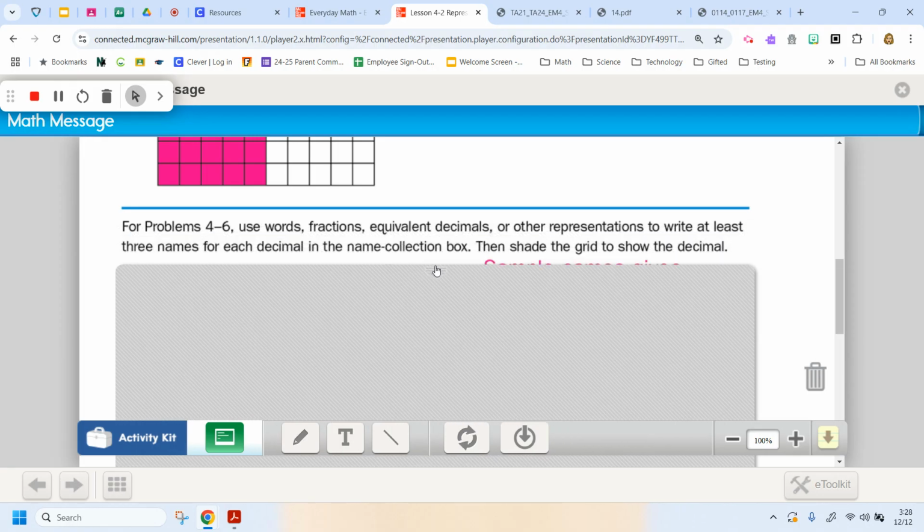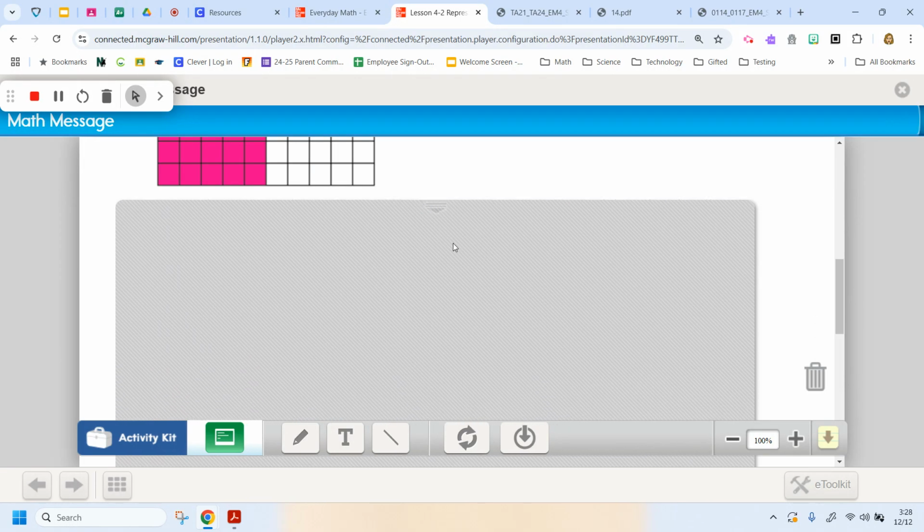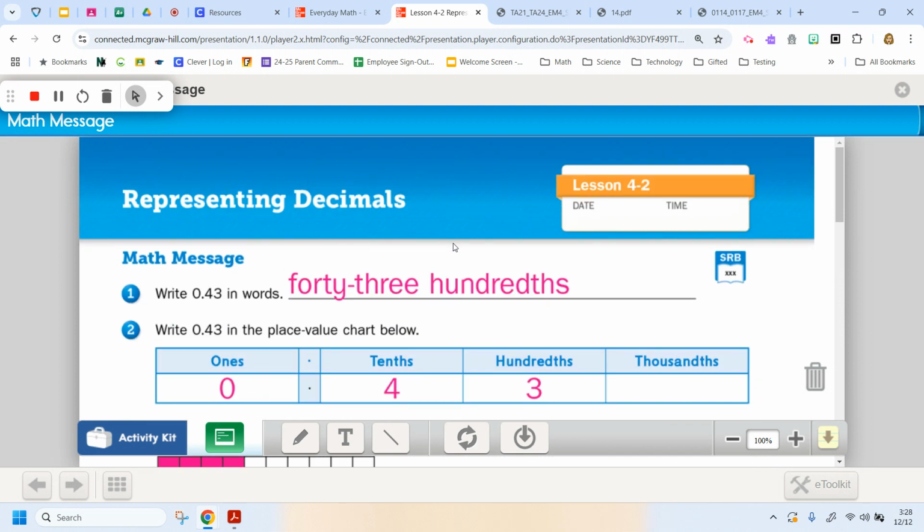We don't need to look at problems 4 and 6. We're going to come back to those. All right, so go ahead and close your math journal.